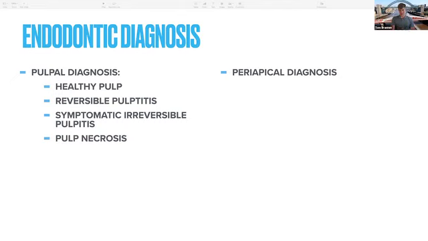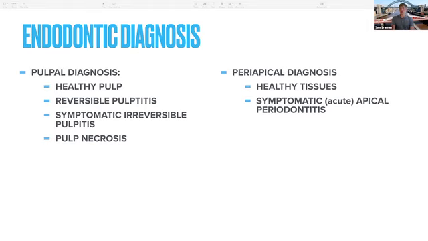And then we have our periapical diagnosis, which again, always the first one we have healthy pulp, healthy tissues, healthy apical tissues, healthy periodontal ligaments around the teeth, and healthy gingival health around the tooth. Or do we have apical periodontitis? And again, we use some terms interchangeably, whether it's symptomatic and acute.